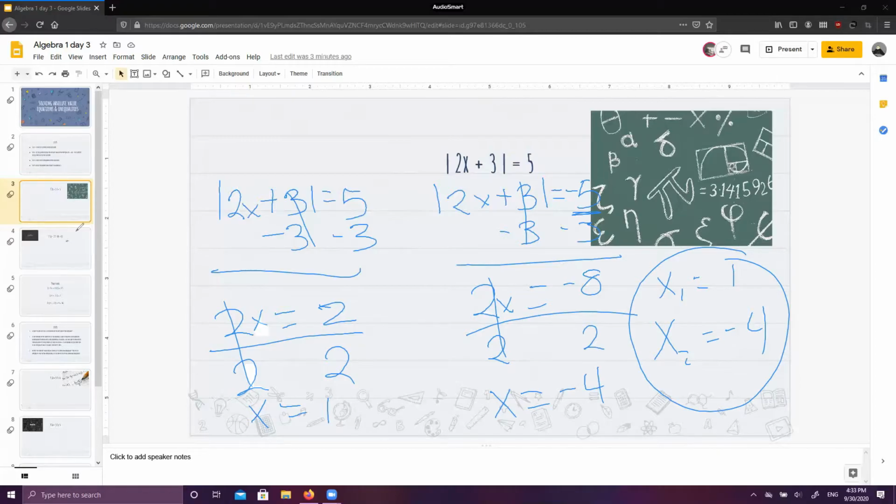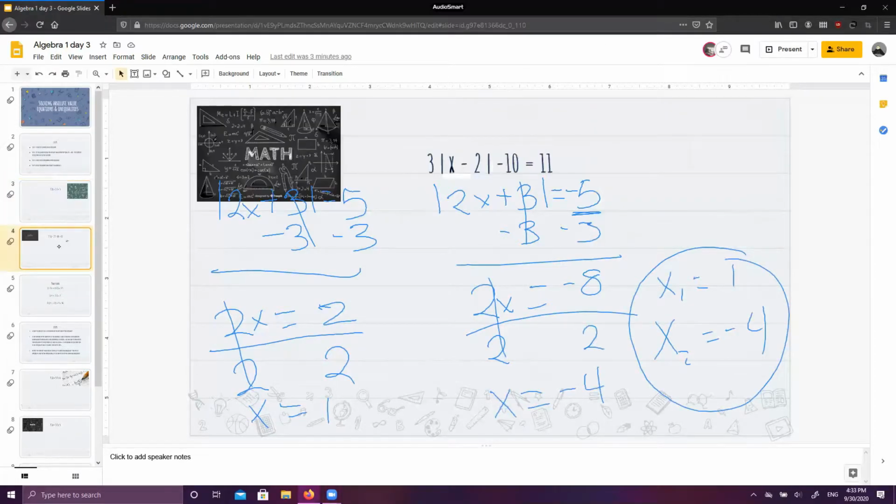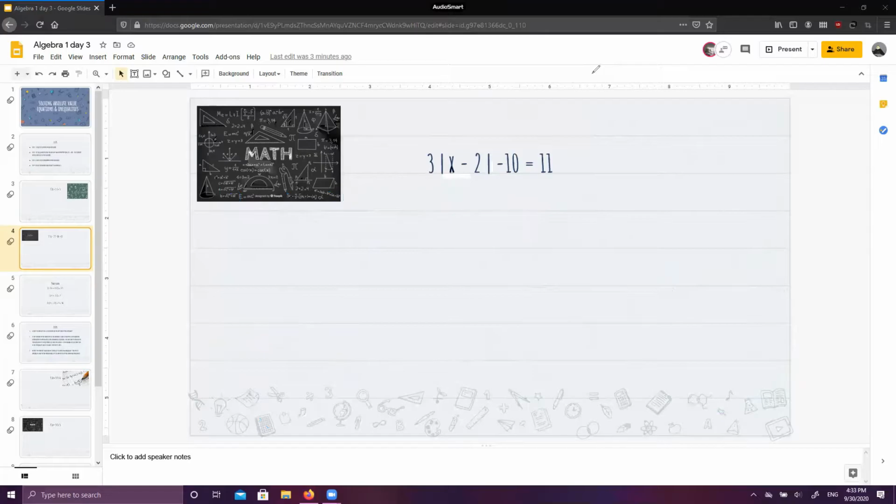Okay, and now moving on to our second example. As you can see, there is now a number in front of the absolute value. So first, we would have to add 10 to both sides to cancel out this number first.